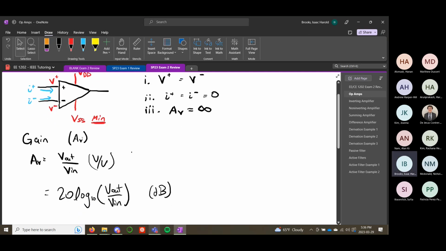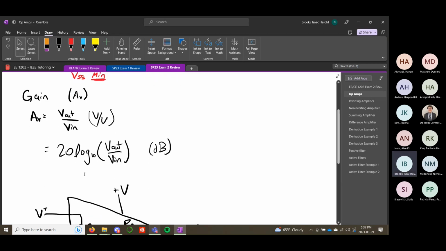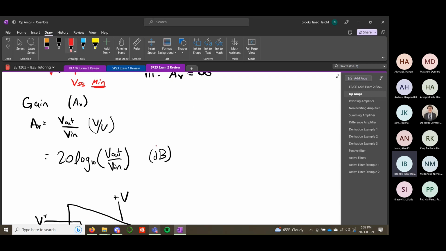So gain, you'll see it as AV, a voltage gain. Gain is defined as your output voltage divided by your input voltage, and that's a ratio in volts per volt. Of course, we can convert that into decibels, and we use this equation: 20 times the log base 10 of this ratio, V out over V in. Sometimes you might be asked to give it in decibels, but you've got the ratio, so you just have to be able to convert the two.